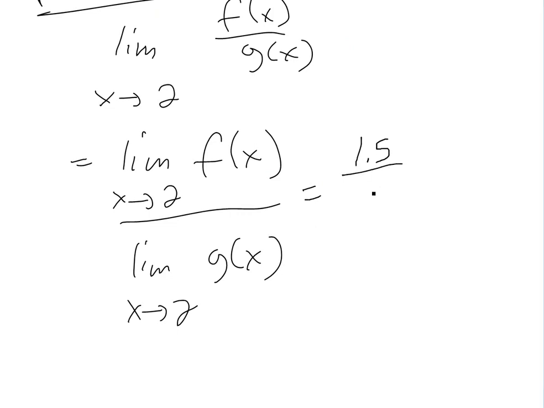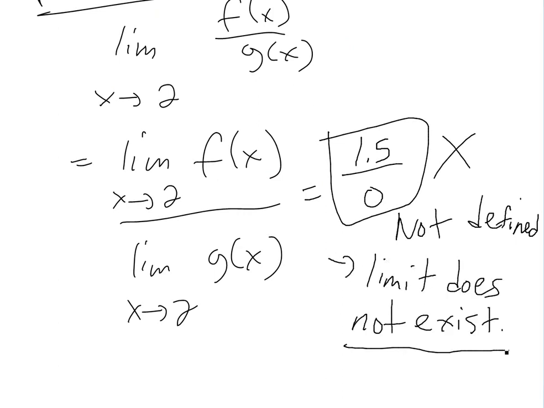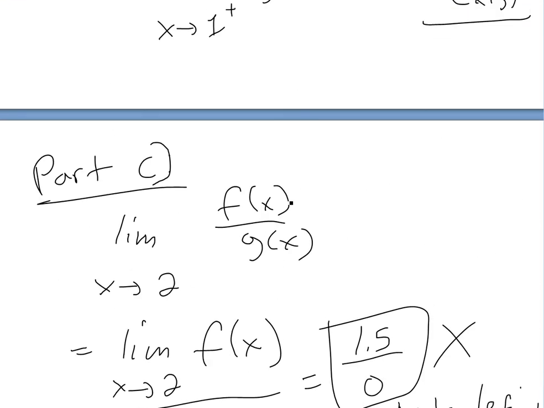Then divided by 0. You can't divide by 0, so this is not defined. If you recall, you can't divide anything by 0. You're going to have infinity or whatnot. So basically, the limit does not exist. That's the answer for part C, and hopefully you learned from this one. That's all for today. So you can see for parts B and C, both limits do not exist.